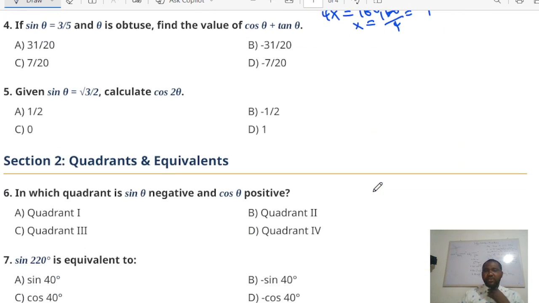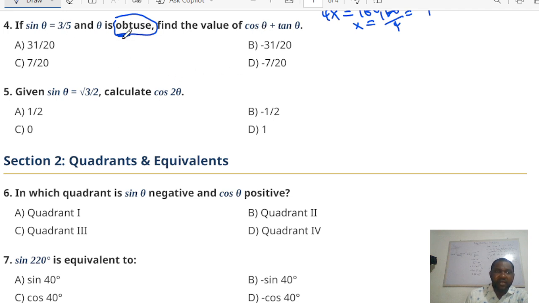Okay, so that leads us to the fourth question. Now, this one we have to be a bit careful. It says if sine theta is equal to 3 over 5 and theta is obtuse, kindly note the word obtuse, very important, find the value of cos theta plus tan theta.